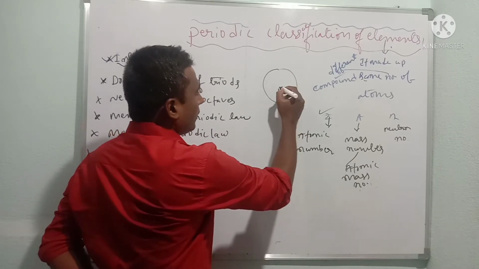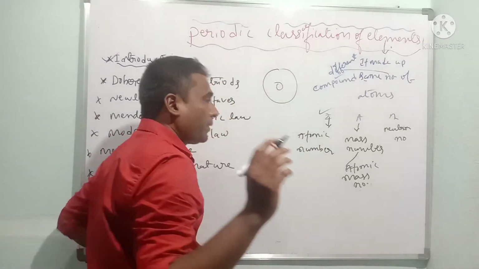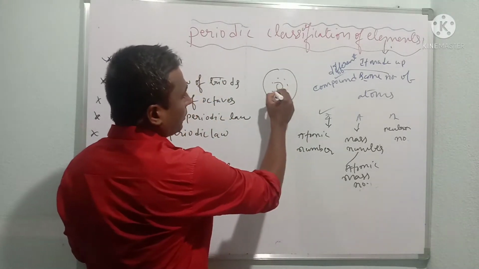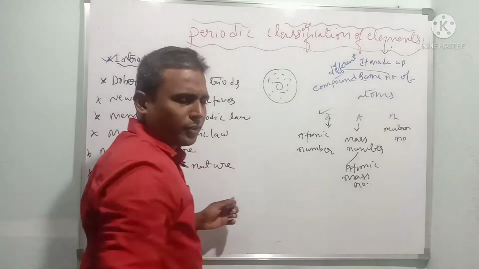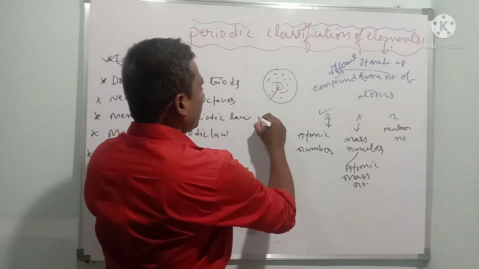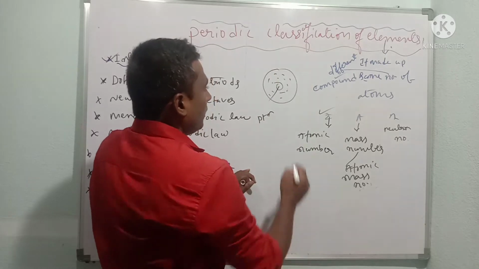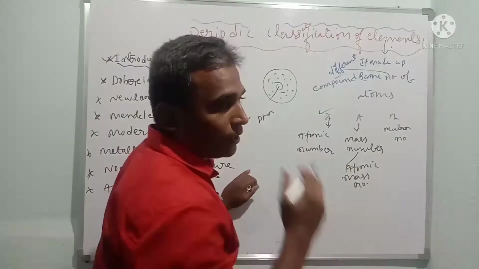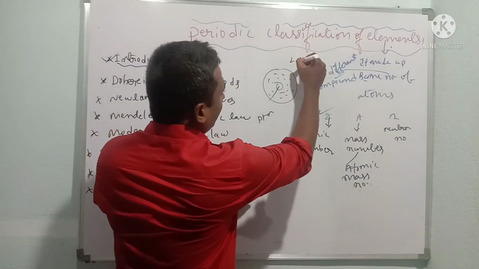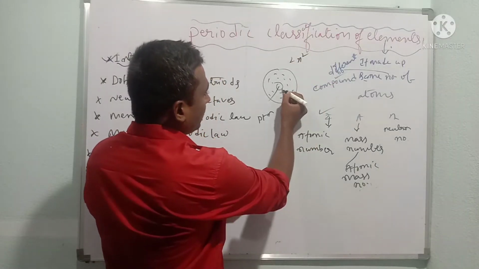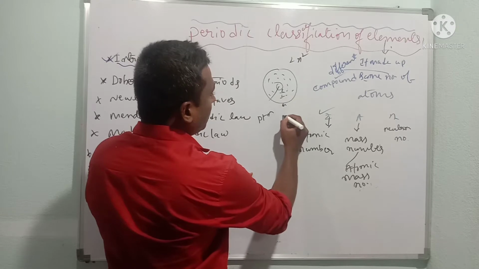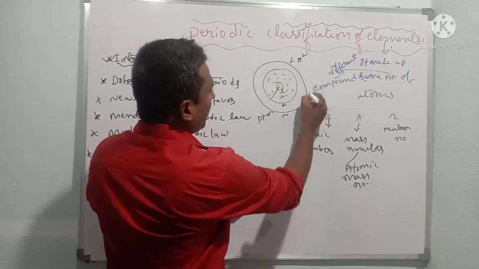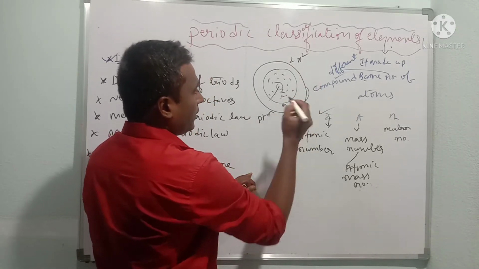Consider an atom. At the center the nucleus is present, and around it electrons are revolving. Very simple. Here protons plus neutrons are present. And very important is the distribution of electrons in the atom. There is a general formula, 2n squared. So these are the K shell, L shell, M shell, N shell. The number of shells increases: K, L, M, N.